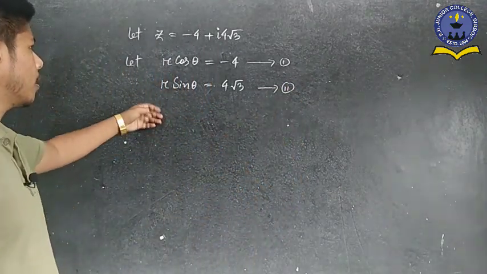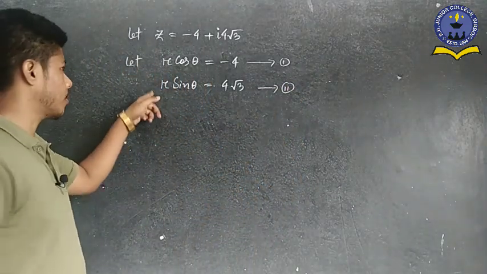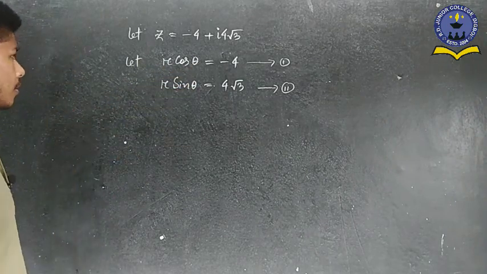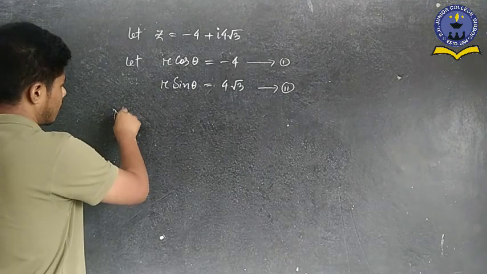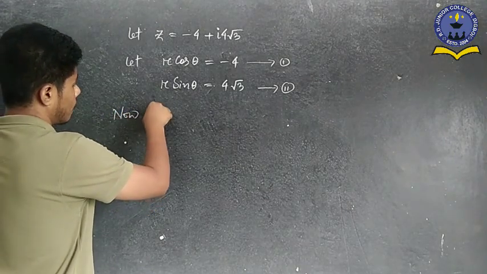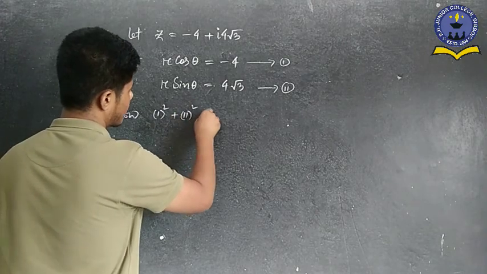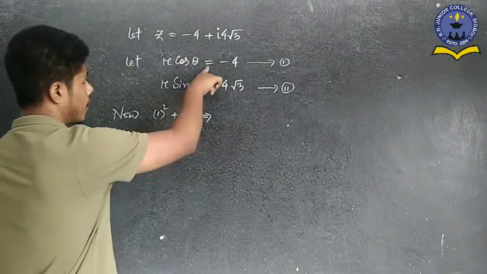Now from here we have to find the polar coordinates. That means we have to find r as well as theta. So now what you have to do: square equation 1 and equation 2 and add them, that is, 1 square plus 2 square.